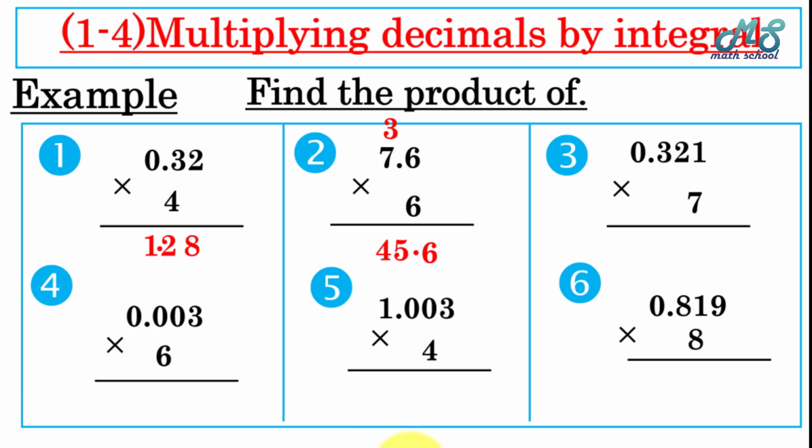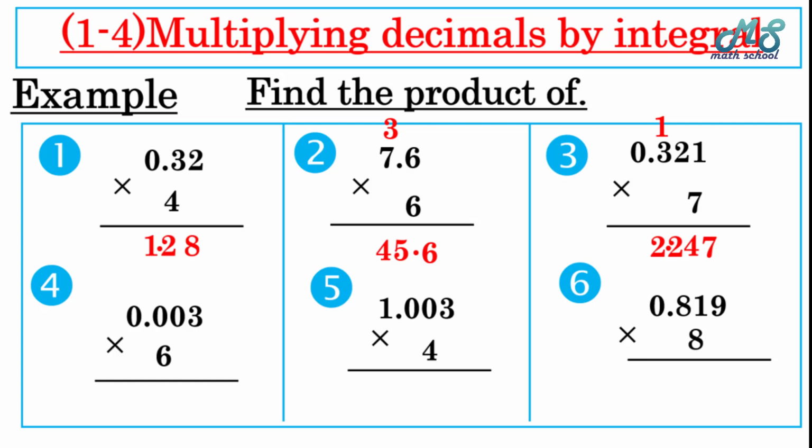Next, guys, 0.321 times 7. We will ignore the decimal point. It will be 321 times 7. Just multiply from right to left. Don't forget, as we studied before, 7 times 1 equals 7. 7 times 2 equals 14. Write 4 and keep 1 up. 7 times 3 equals 21. 21 plus 1 equals what? Yes, equals 22. Don't forget the decimal point after 3 digits from the right. Now insert the decimal point. It will be 2.247.